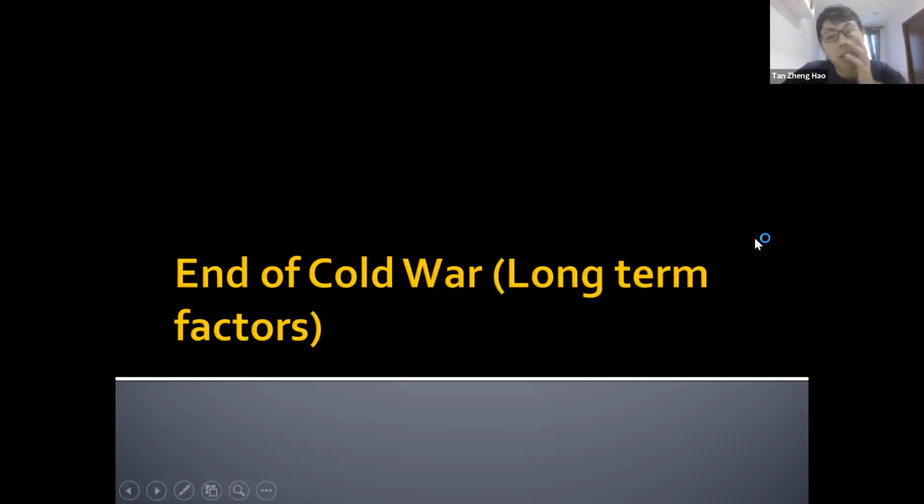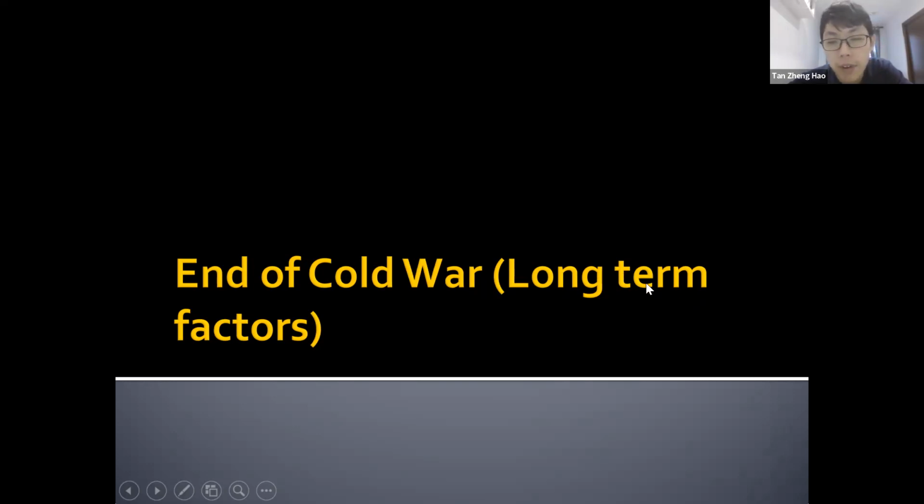Okay, so now let's move on to the second section, the end of the Cold War, some of the long-term factors. So these are like the key characteristics of the USSR. That means it has always been with the USSR for many, many years, that can explain why the USSR eventually fell and lost the Cold War. Same thing, we're going to look at how the US was much better than the USSR in many areas for many, many years, since the end of World War II to the 1980s.